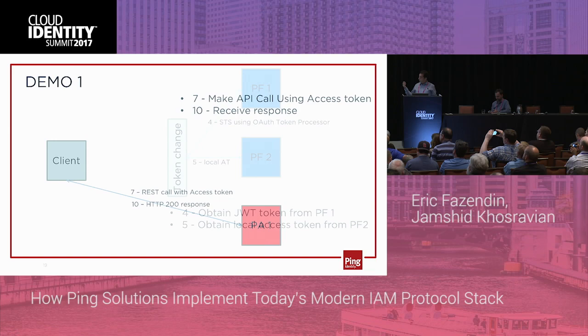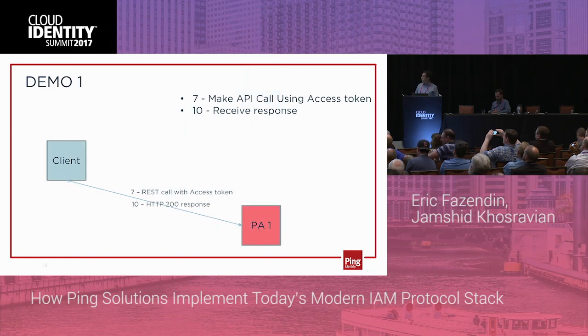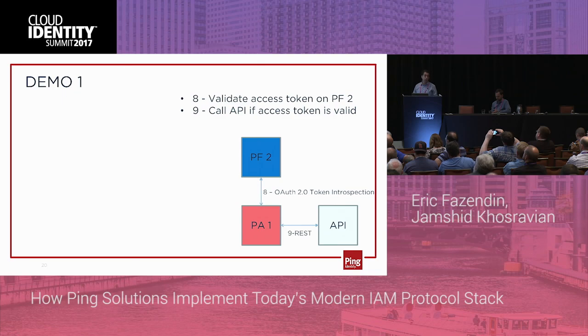And when the client gets that token, it'll make a REST call to the PA01, and it expects a 200 OK with the payload coming back. What happens there is PA will make a token inspection call with that local access token to PF2. If it's valid, it'll forward the REST request to an API endpoint, basically reverse proxies it, and add some headers to the request, and the result comes back to the client.